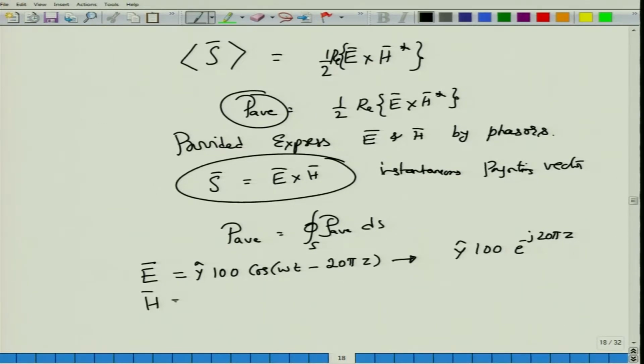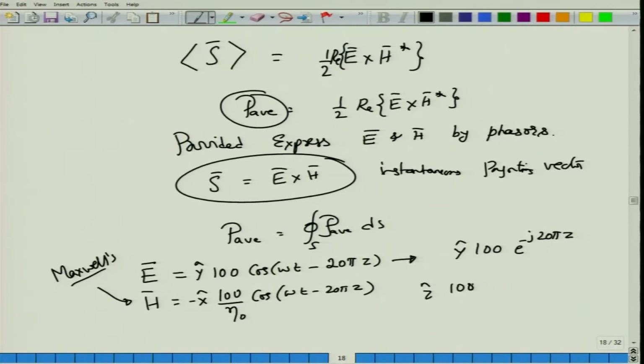What will be the corresponding magnetic field for this? Well, you know that E cross H should point along z, although we haven't really talked about that. By applying Maxwell's equations, you can show that the magnetic field must be oriented along the minus x direction and should have an amplitude of 100 divided by eta 0. Eta 0 is the intrinsic impedance of the medium. This will be in phase, so it will be cos omega t minus 20 pi z. If you just take E cross H, you will get a term oriented along the z direction, and then you get 100 square divided by eta naught cos square of omega t minus 20 pi z.